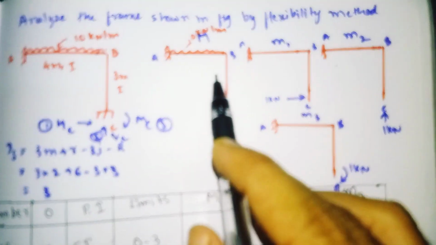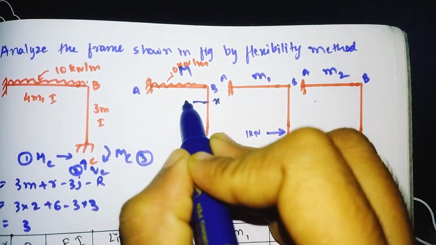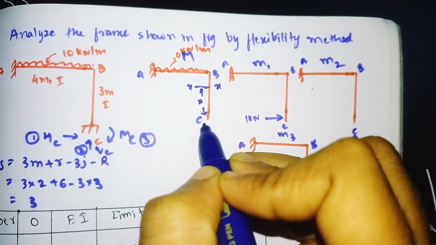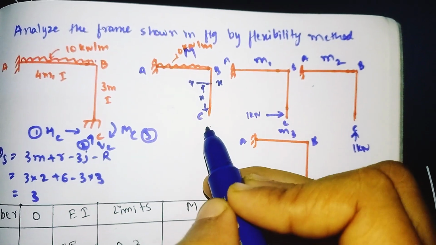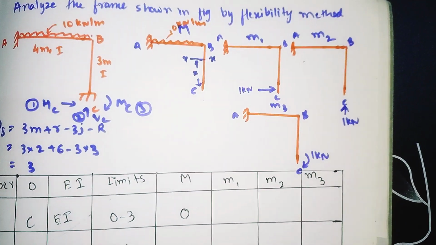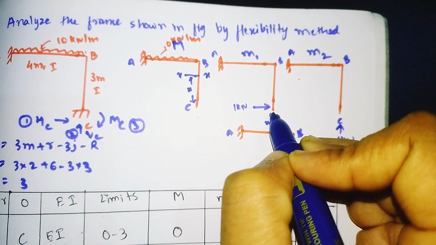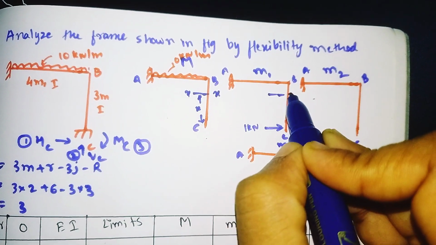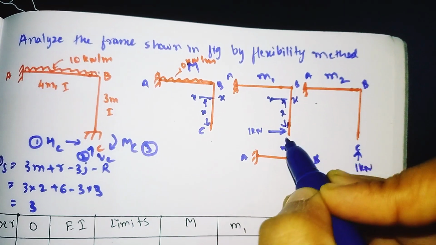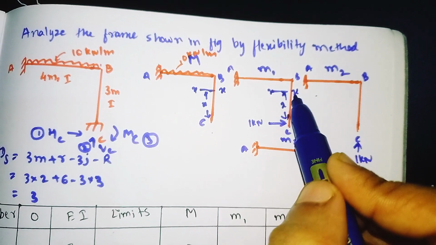Now for capital M. For CB, if you cut a section at a distance x from the origin C, there is no load, so the moment for CB is 0 because it carries no load. Similarly for M1, if you cut the section at a distance x from the origin C, for 1 kilonewton, at what distance is it acting from this section?